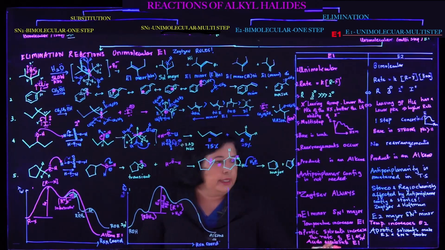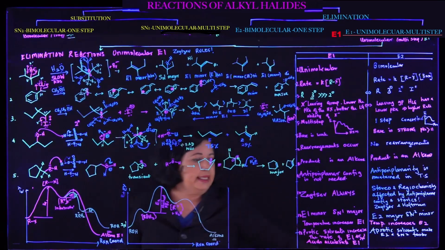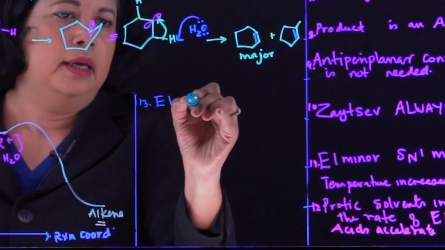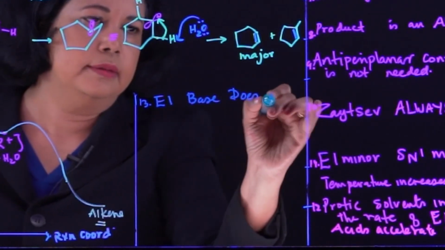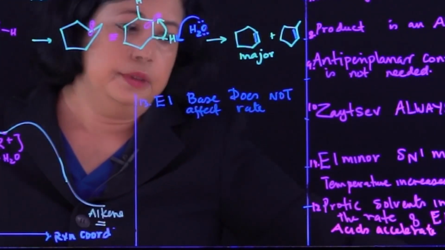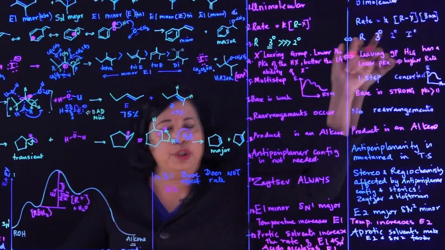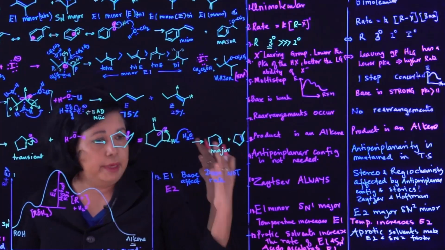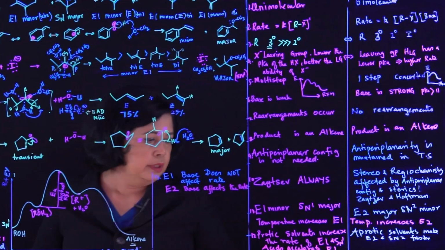Well, a couple more things. Over here we said that the base is not in the rate expression, so we could say in E1, base does not affect rate. In E2, it's just the opposite. Base is in the rate expression. The stronger the base, the better and faster the reaction. It's in the rate expression.